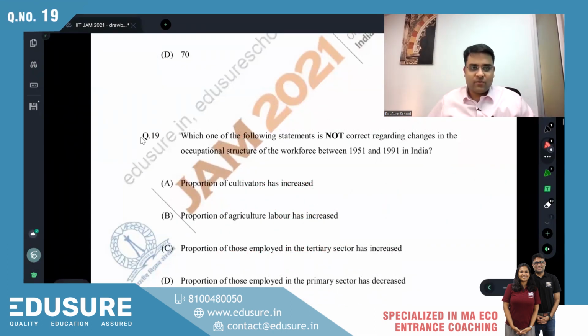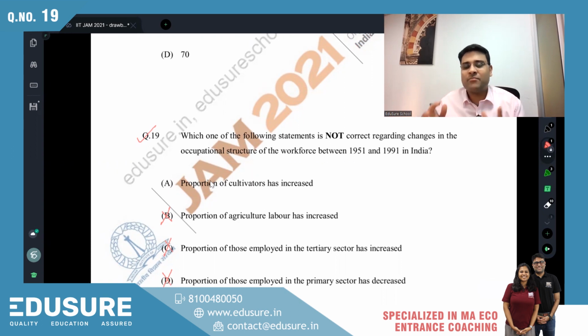IIT JAM 2021 question number 19. Which one of the following statements is not correct regarding changes in occupational structure of the workforce between 1951 and 1991? It's not correct. Okay? Tertiary sector proportion has increased, so it is correct. Proportion of those employed in the primary sector has decreased, correct. Proportion of agriculture labor has increased, that is also correct. Proportion of the cultivators has decreased because the primary sector as a whole has shrunk.